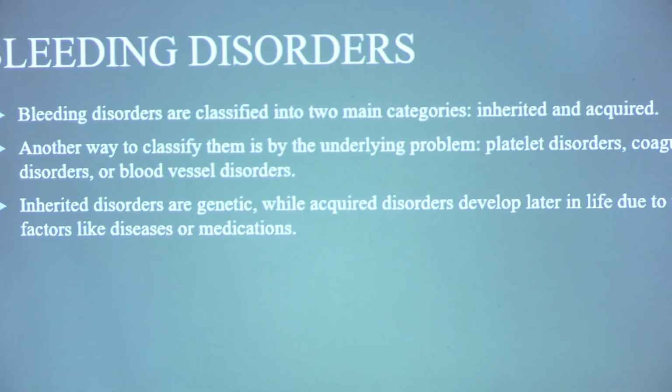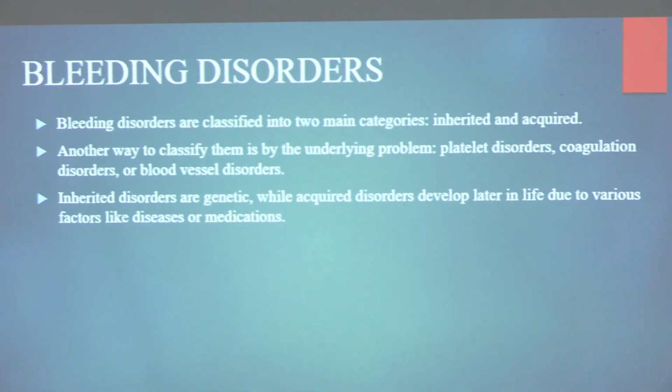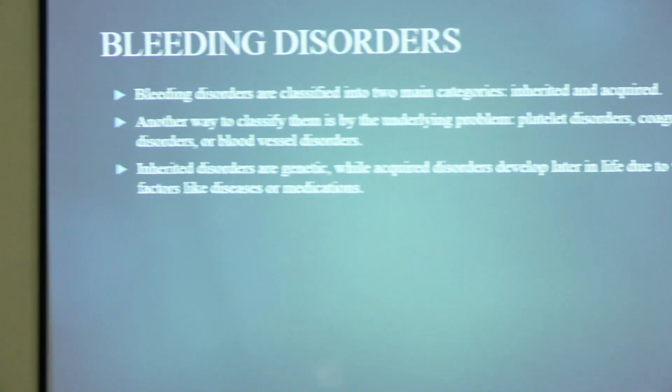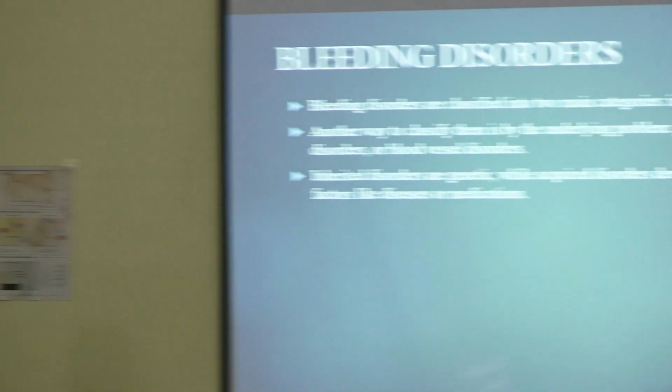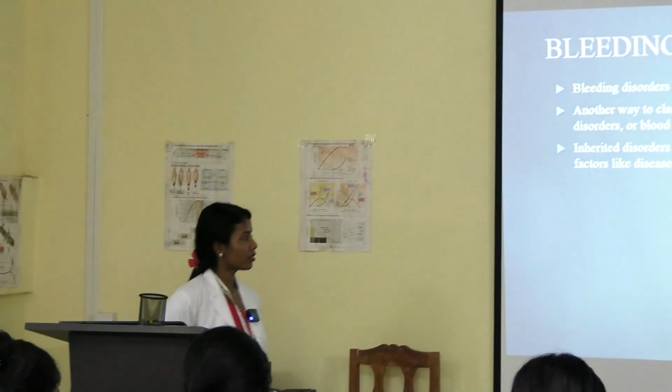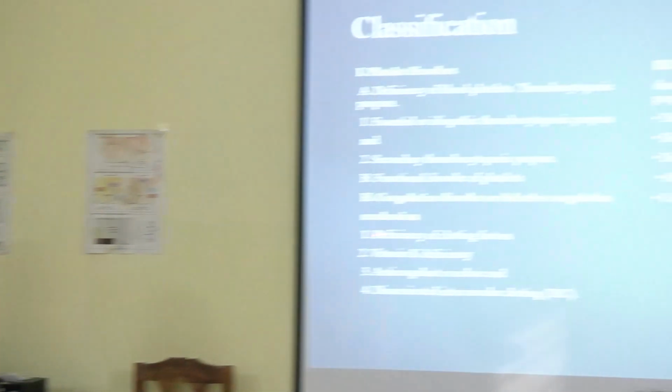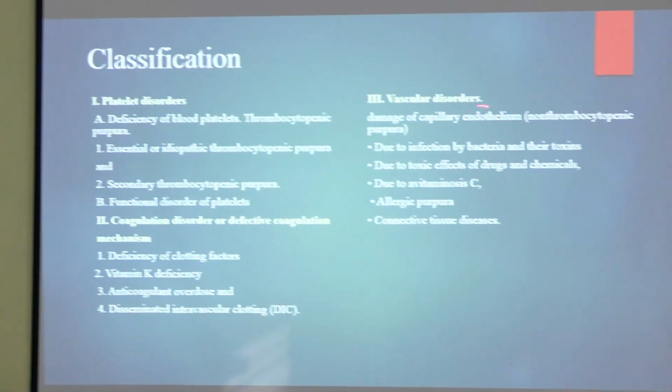So, inherited disorders are genetic, okay? The acquired ones develop after birth, due to various factors like diseases or medication. Platelet disorders, then coagulation disorder or defective coagulation mechanism, or vascular disorder.